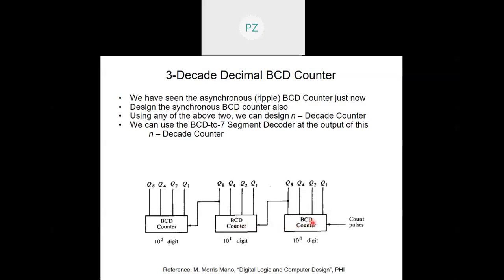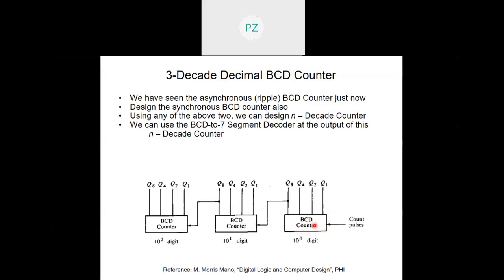After 19, what will happen? It will go 0, but this one will go up and will become 2, right? Because this is being triggered by the negative edge of Q8. So now the decimal equivalent will be 20, then 21, 22, 23, and so on, 29, then 30, then 39, 49, 59, 69, 79, 89, 99.